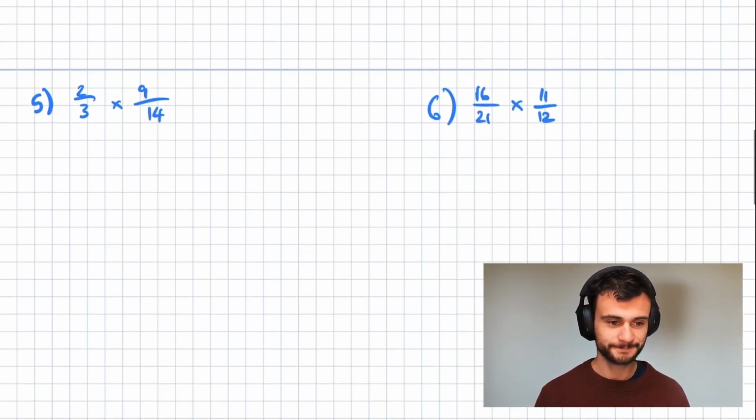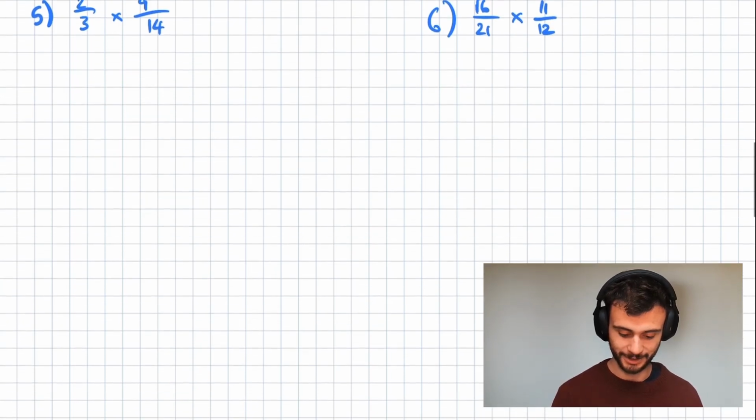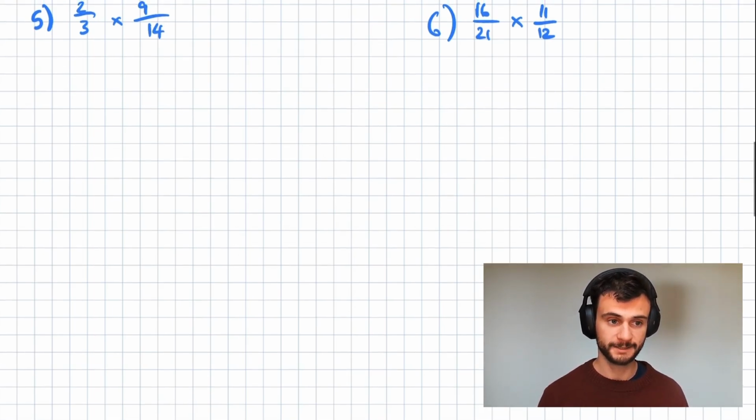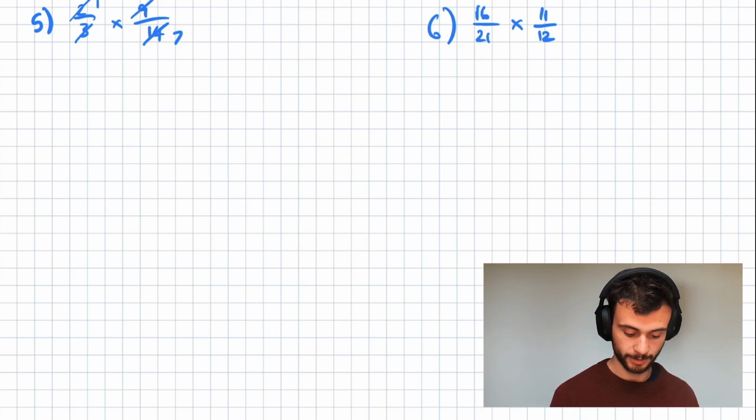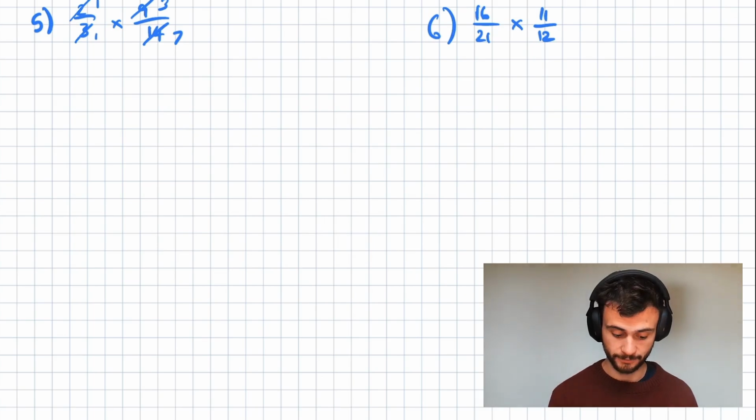Cool. Question 5. So again, we're going to use the cross-cancelling technique. What are the common factors between 9 and 3? What are the common factors between 2 and 14? So we can divide 2 and 14 by 2 to get 1 and 7. We can divide 3 and 9 by 3 to get 1 and 3. We get 1 over 1 times 3 over 7, which is just 3 over 7.